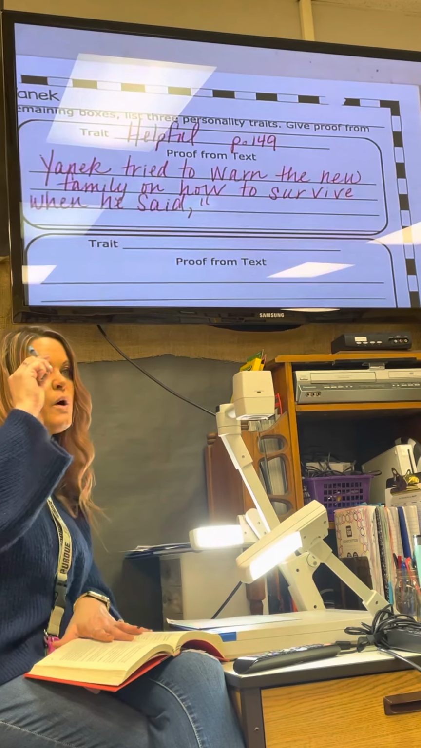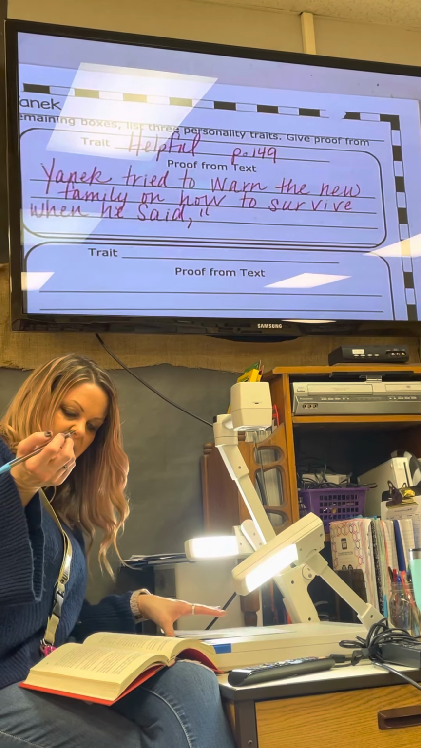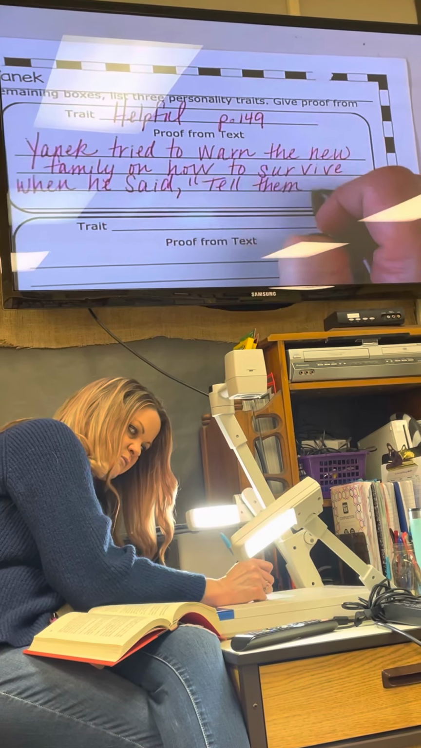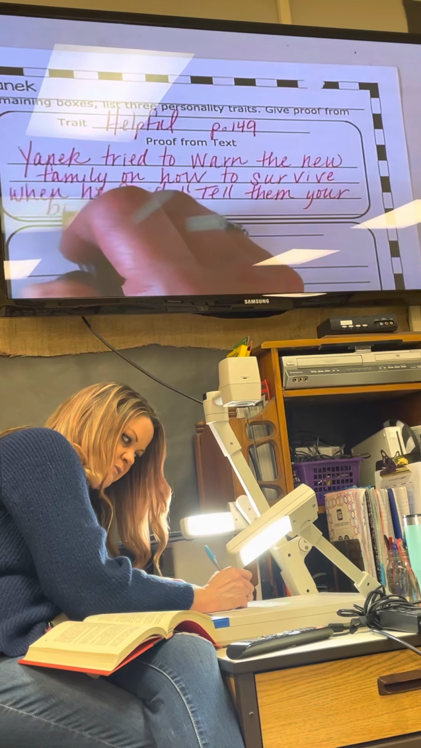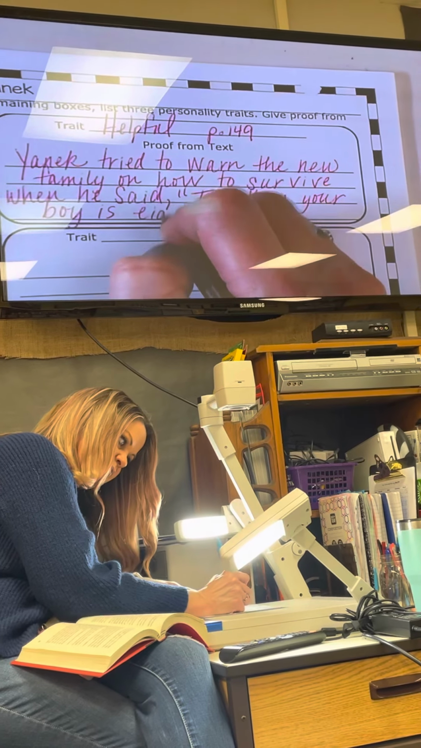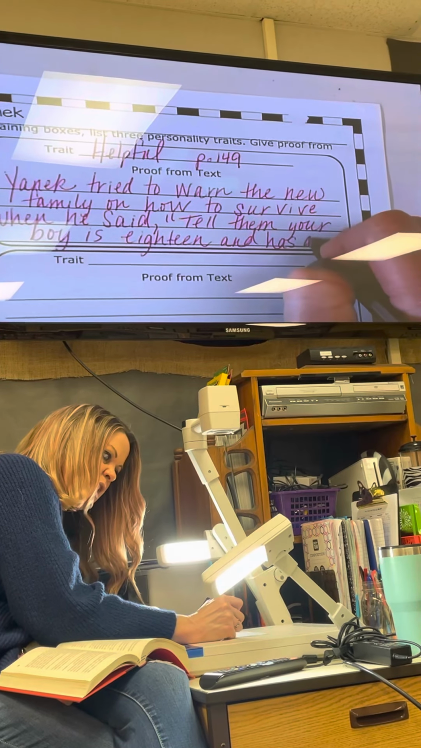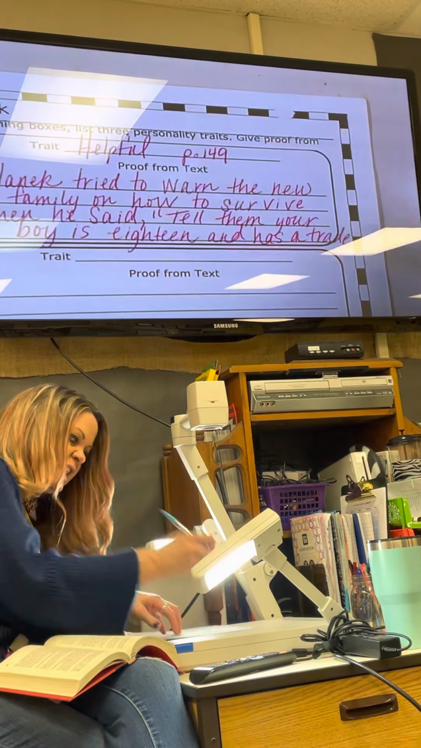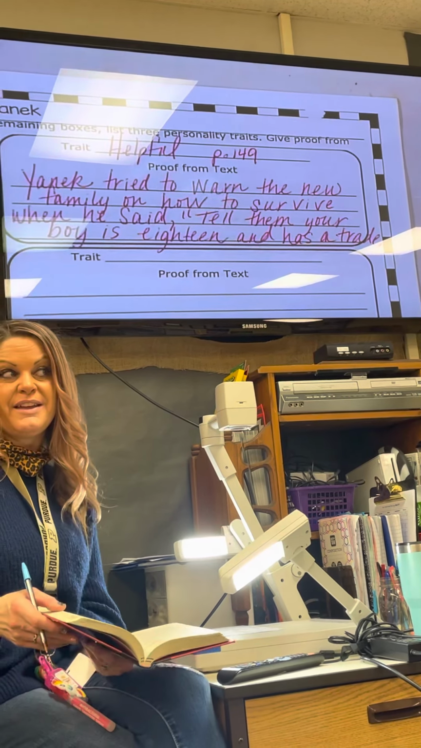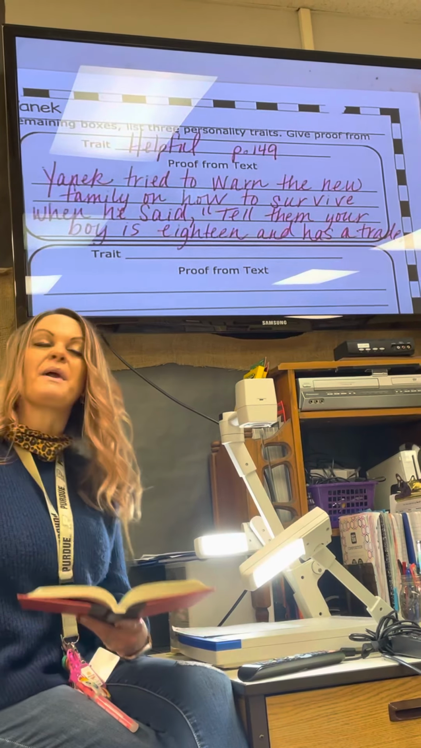And there's a couple of different quotes you could use to prove that this is helpful. Your boy, or I'm going to say tell them your boy is 18 and has a trade. And again, the word trade here isn't actually exchanging two things. A trade is something that they're skilled in. In chapter 19, Yannick said he was a bricklayer. But it got him to go to the right, and it got him to survive.